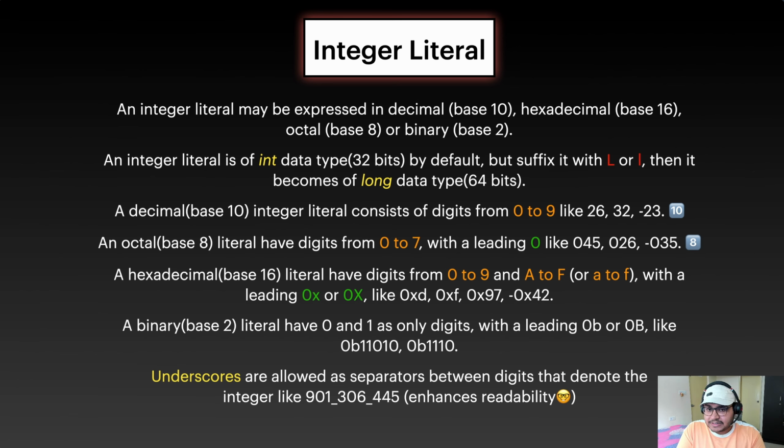To enhance readability of bigger and longer numbers, we can separate the digits using underscores as shown in this example. 901_306_445. Java compiler will ignore these underscores completely.